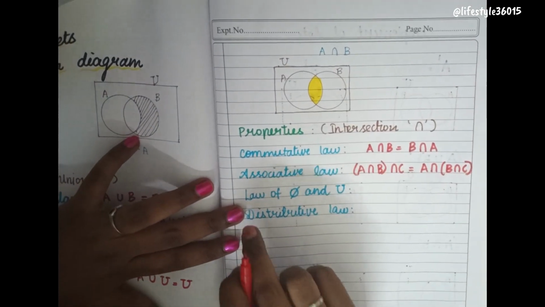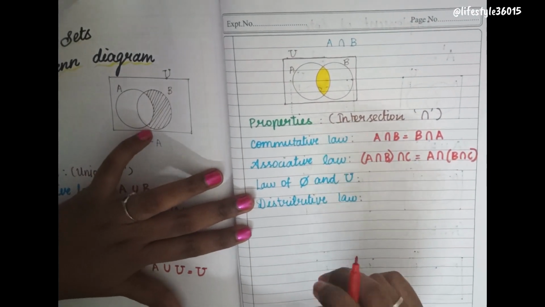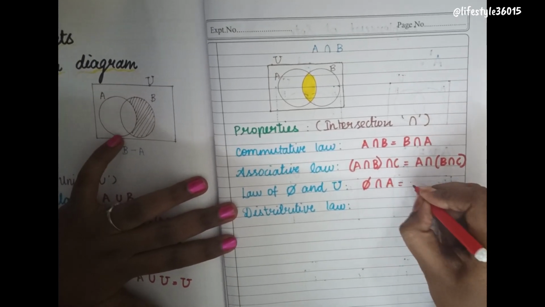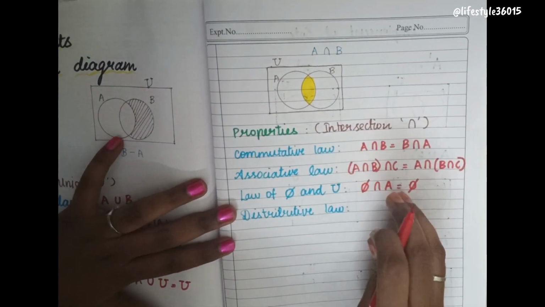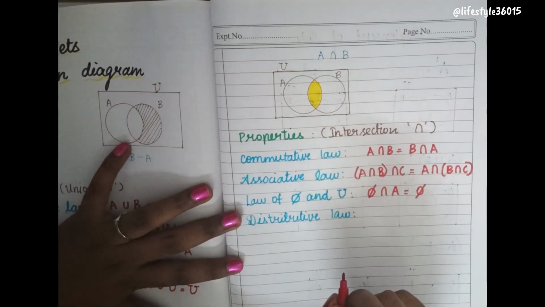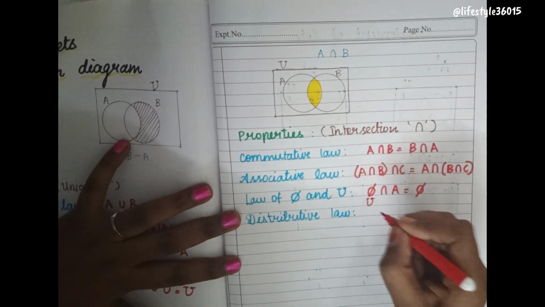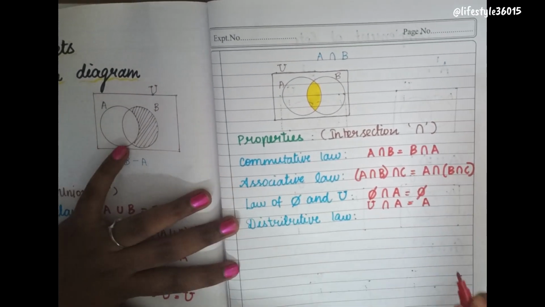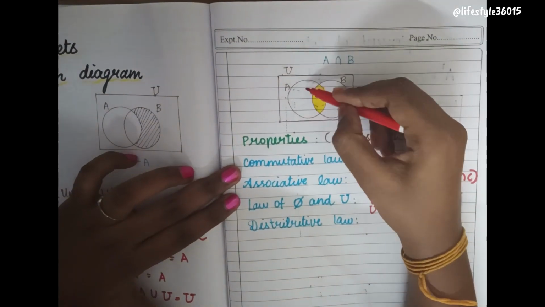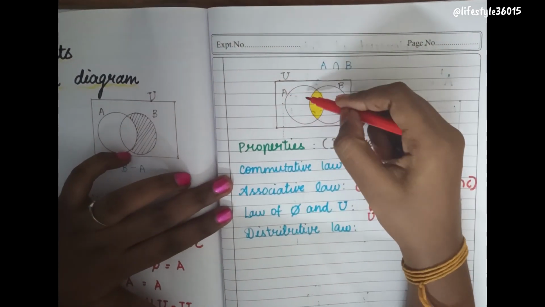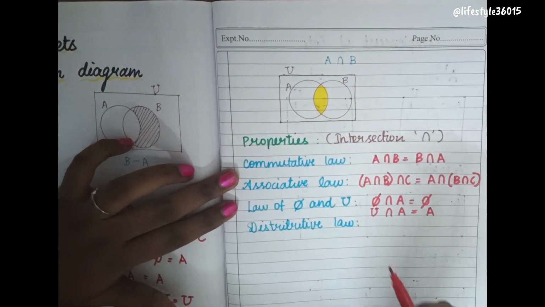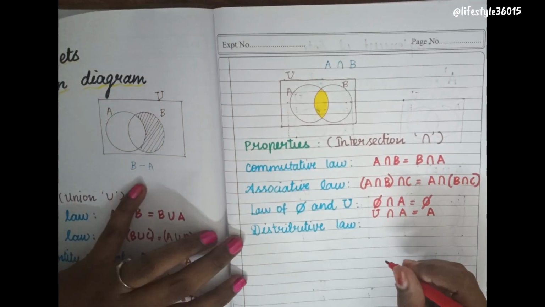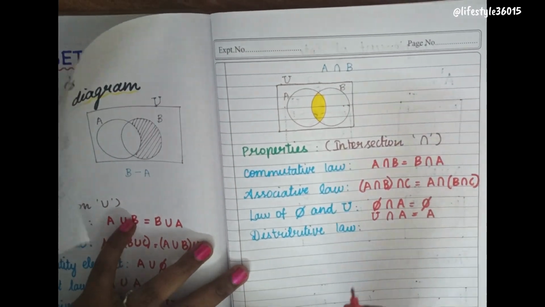Next, law of null set and universal set. When you intersect null set with set A, you will get the answer as null set only, because there is nothing common between null set and set A. When you intersect universal set with set A, you will get set A only, because the common point for both universal set and A is this region. This region belongs to set A, right? That's why when you intersect universal set with set A, you will get the answer as set A only. Next, distributive law. This is important.